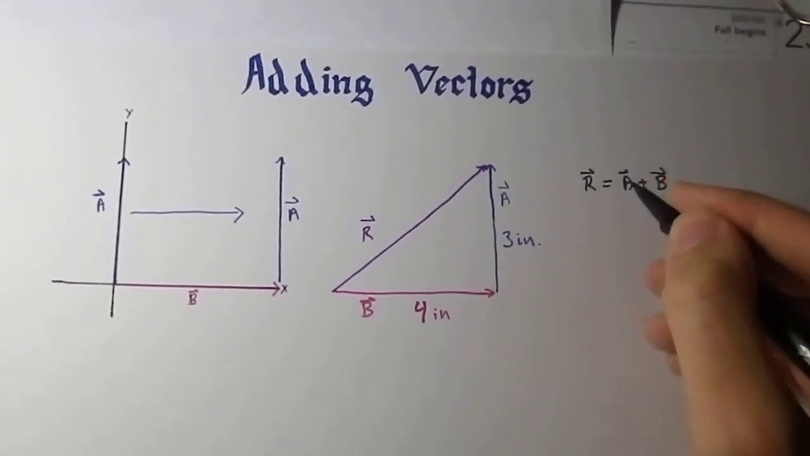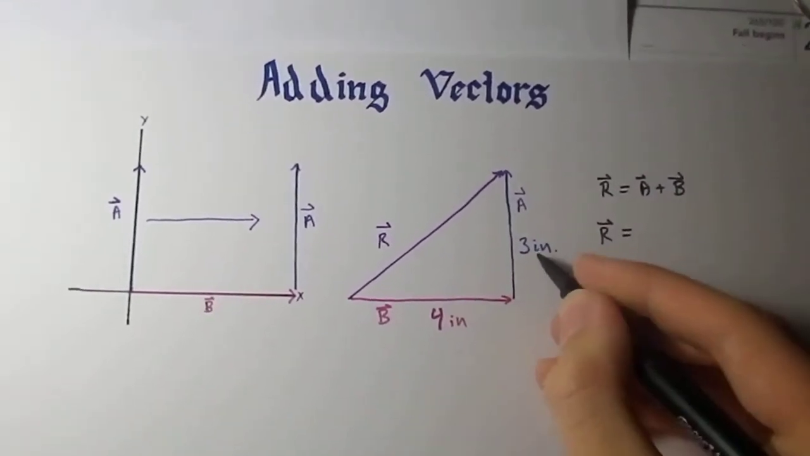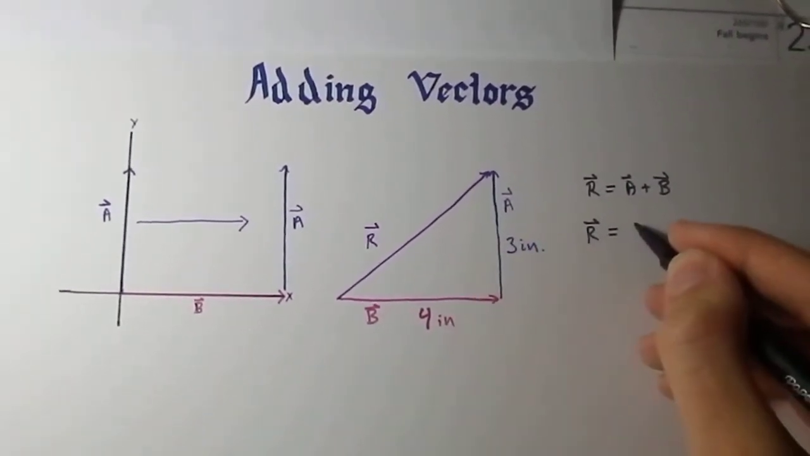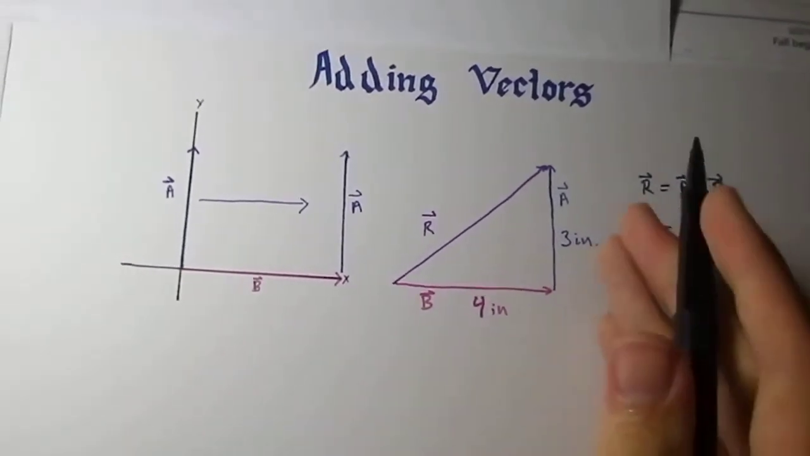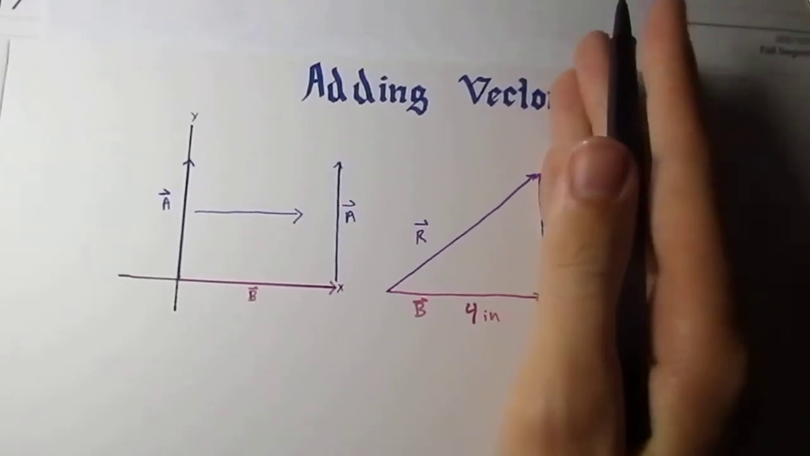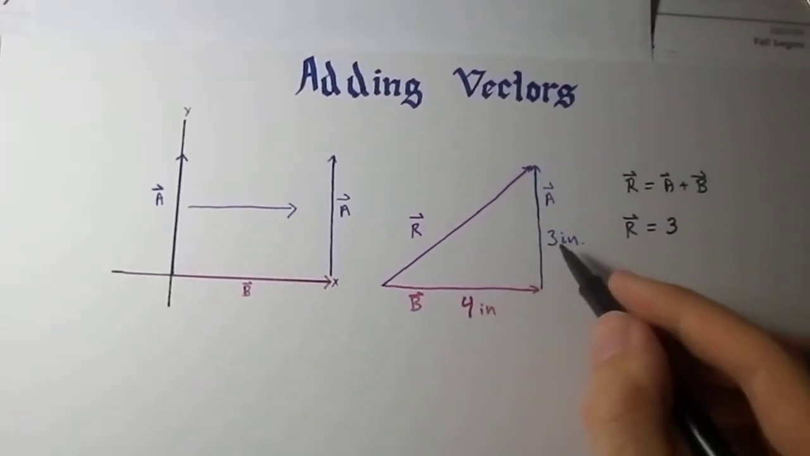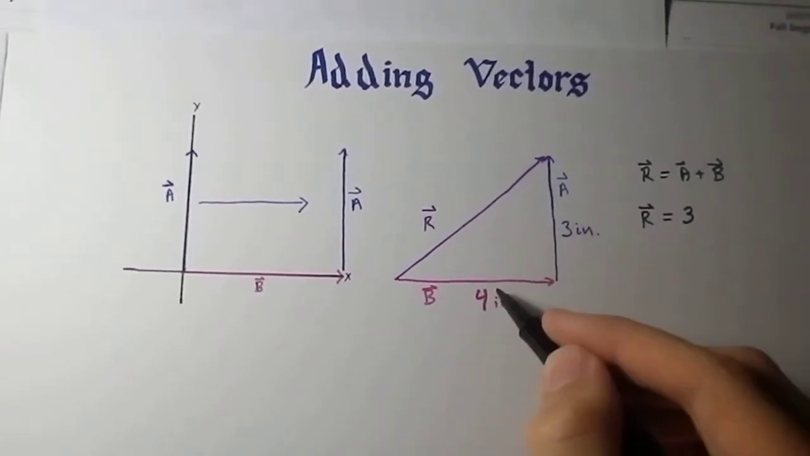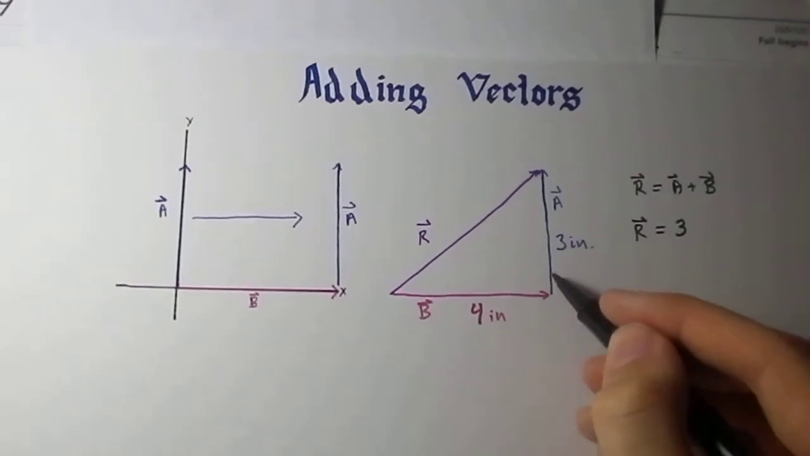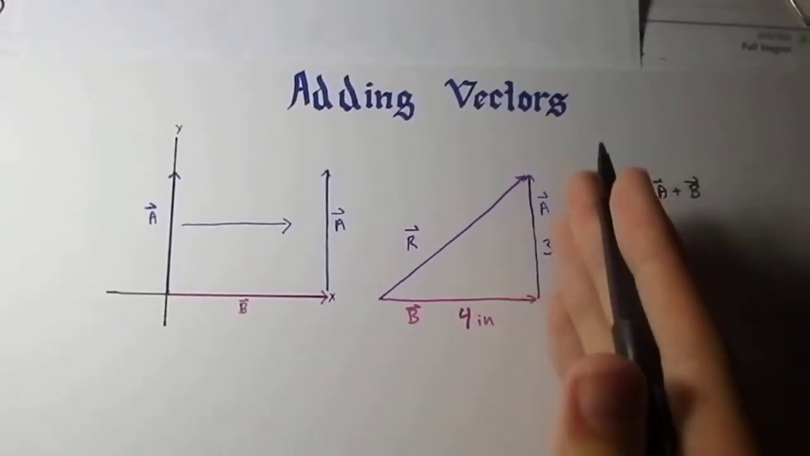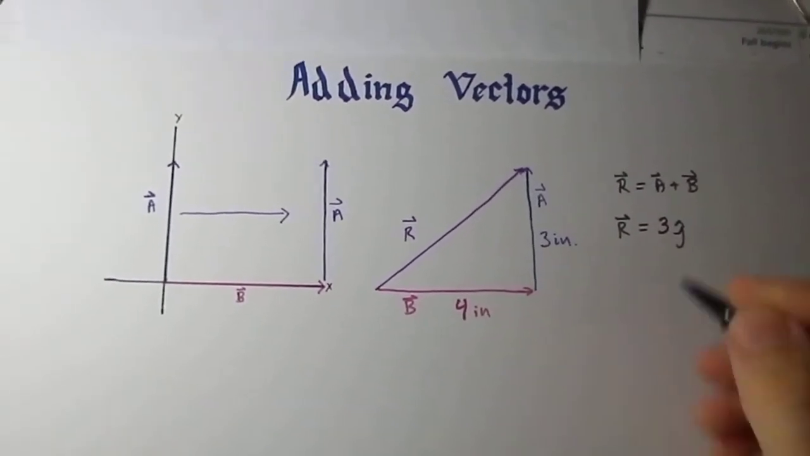So what is vector A? It's right here, and its magnitude is 3 inches. But what about the direction? The direction of vector A is totally perpendicular to vector B, so we can't say that these two are going in the same direction. Since this is going in the y direction, we say y hat or j hat. You could use j or y.